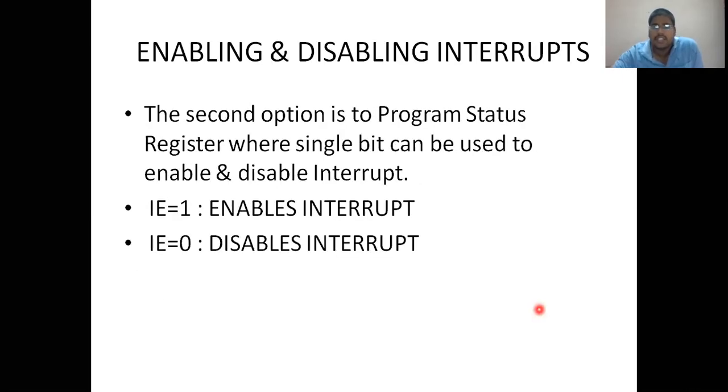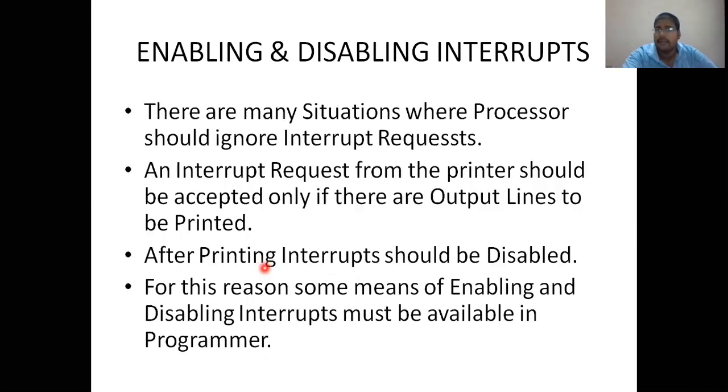Here, IE means interrupt enable pin. If this particular pin becomes 1, we can enable an interrupt. If this pin becomes 0, we cannot enable the interrupt; we will just disable the interrupt. That means enabling and disabling of the interrupts can be done by using the IE pin. If the pin becomes 1, we can enable the interrupt. If the pin becomes 0, we disable the interrupt. That is the purpose of the interrupt enable pin.